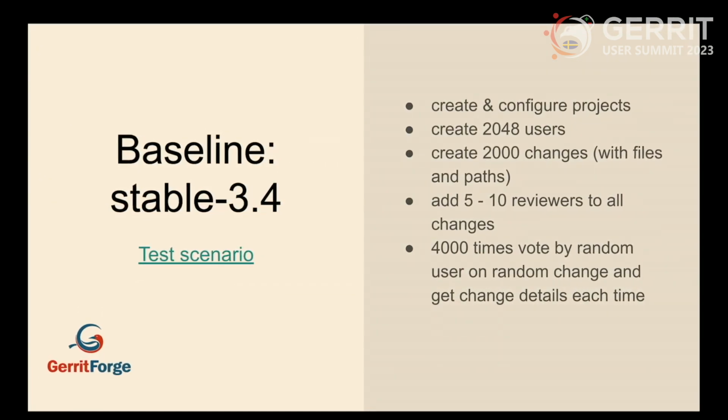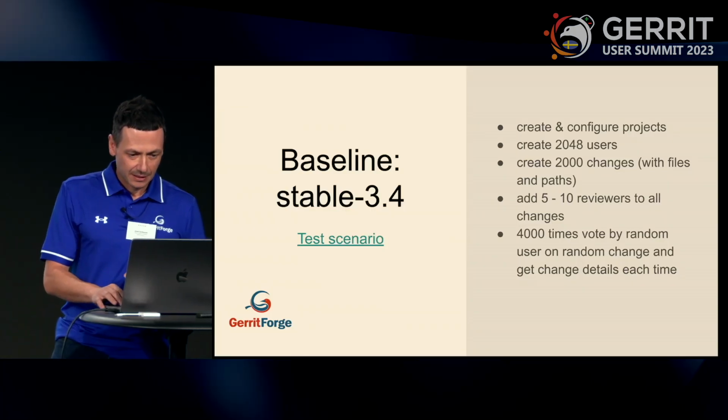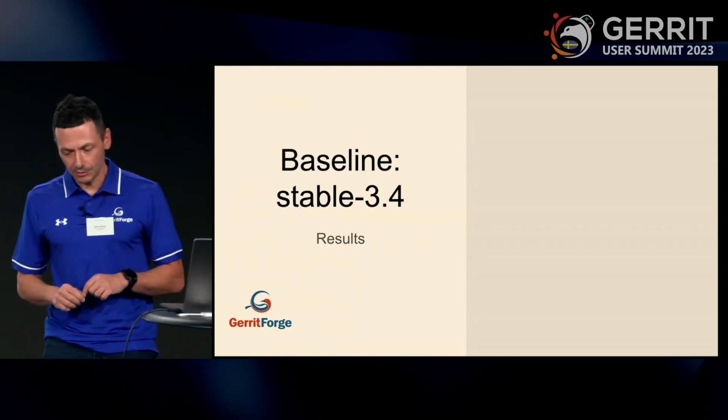Now, the testing itself. The test script, which is available and will be available in the reference, so you can all go there and run it on your own laptops, creates and configures projects, creates 2048 users, 2000 changes, adds 5 to 10 reviewers to each change, and asks 4,000 times random people to cast a vote, so that we have some load on the system. And it was running on this very machine, so nothing very sophisticated, but also not the lowest one. And what are the results?